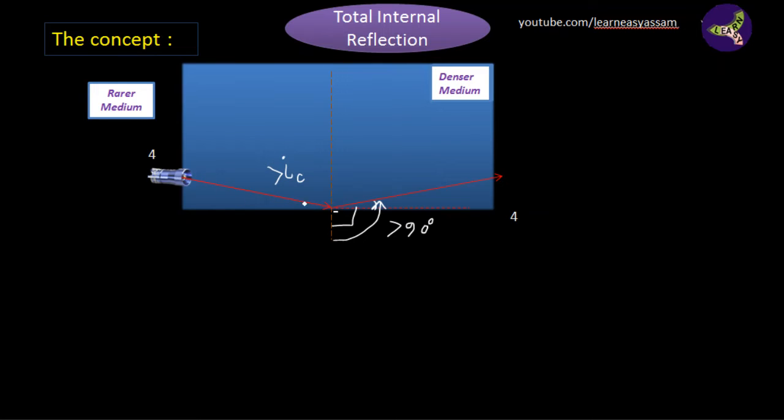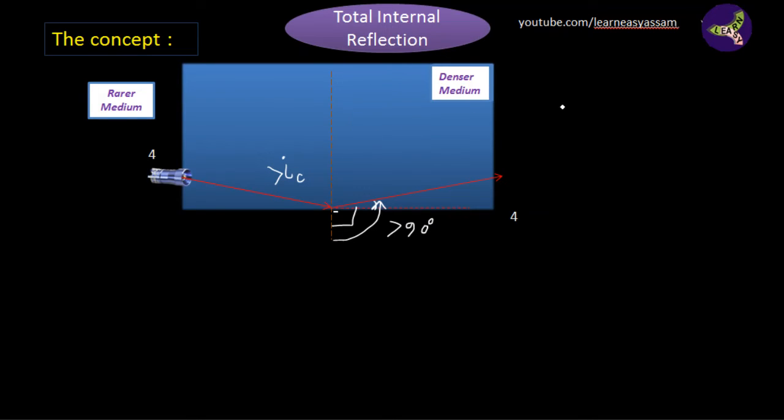When this happens, instead of refracting into the rarer medium, the light will reflect back into the denser medium. It will totally reflect. There is no partial part which goes to the rarer medium after refraction. All the light will get reflected inside the denser medium. This phenomenon is called total internal reflection.